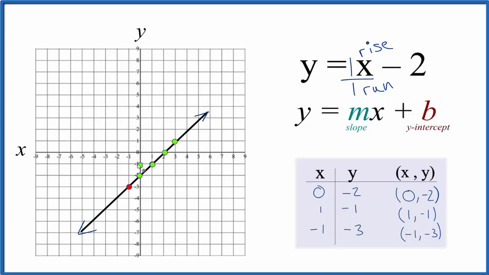Likewise, we could go in the opposite direction. We could go down and then over 1 in the opposite direction. Down, over 1, and so on. And all the points, they'll line up. So we know that we did this first part correctly.